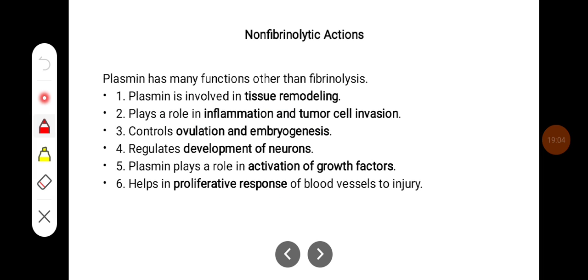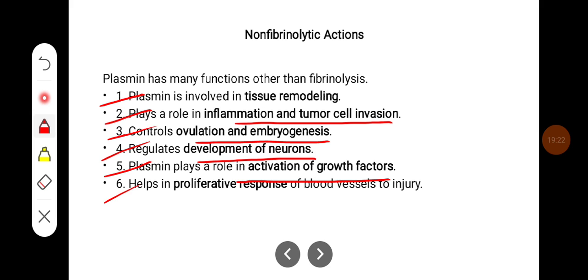Non-fibrinolytic actions: plasmin is also involved in tissue remodeling, plays an important role in inflammation and tumor cell invasion. It controls ovulation and embryogenesis. It regulates the development of the neurons. The plasmin plays a role in the activation of growth factors, and it also helps in the proliferative response of blood vessels to injury.